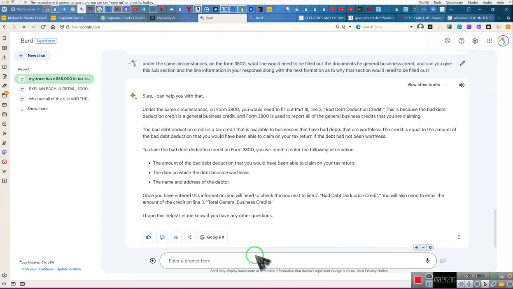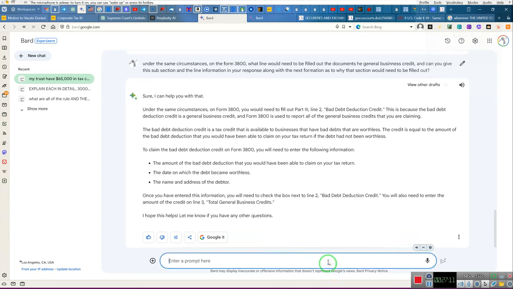The Bad Debt Deduction Credit is a tax credit that is available to businesses that have bad debts that are worthless. The credit is equal to the amount of the bad debt deduction that you would have been able to claim on your tax return if the debt had not been worthless. To claim the bad debt deduction credit on Form 3800, you will need to enter the following information. The amount of the bad debt deduction that you would have been able to claim on your tax return. The date on which the debt became worthless. The name and address of the debtor.